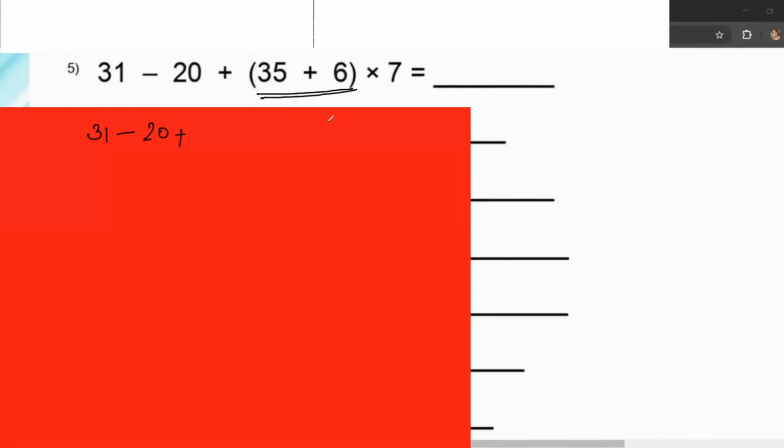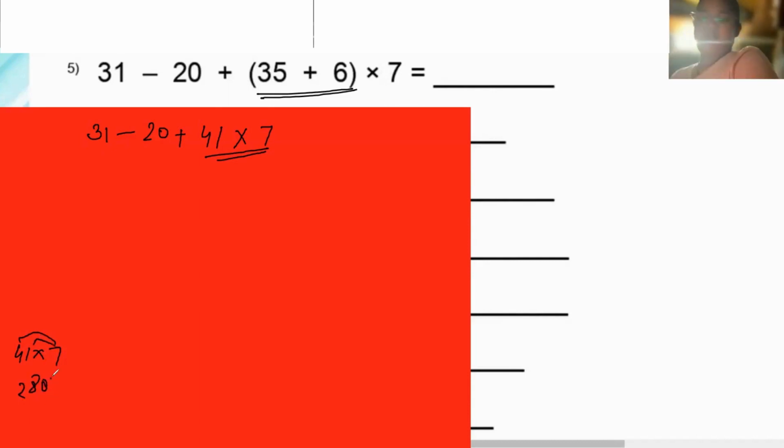So first of all, we'll do the addition thing here. 35 plus 6 is 41 times 7. You will multiply these two numbers first. So 41 times 7, how will you do? 4 times 7 is 28. 287. Ma'am, I got 287. By mistake, I did multiplication instead of plus.